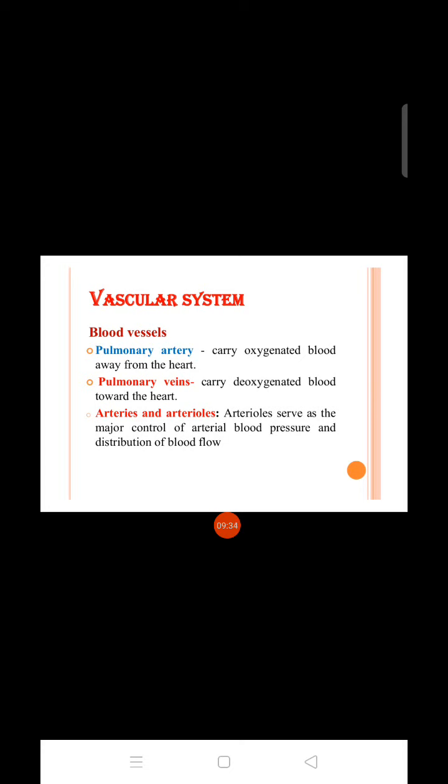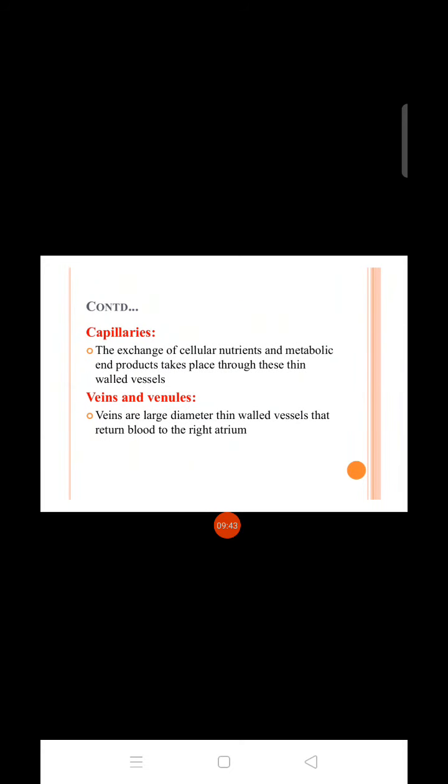Arteries and arterioles: arterioles serve as a major control of arterial blood pressure and distribution of blood flow. Next are the capillaries. The exchange of cellular nutrients and metabolic end products takes place through their thin walls. Then veins and venules. Veins are large-diameter, thin-walled vessels that return blood to the right atrium.